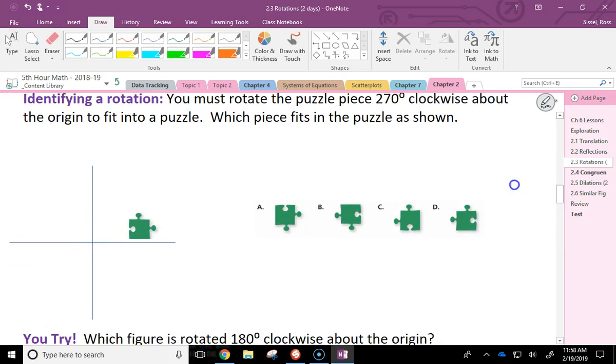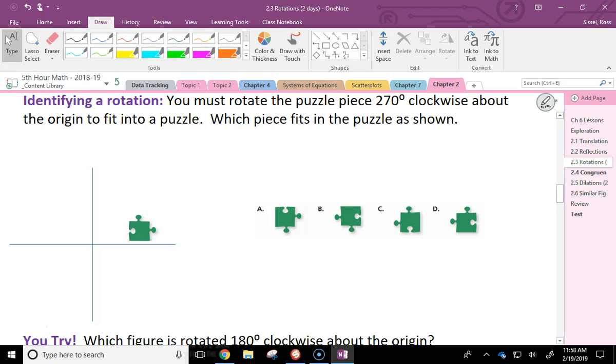So, let's go to identifying a rotation. You must rotate a puzzle piece 270 degrees clockwise. Now, here's what I have you do. Let's see if you guys can do this together at your table. I would use my transparency paper, tracing paper. Go ahead and put it on there. Make sure you have your X and Y axes and copy that puzzle piece. So everyone do that part first.